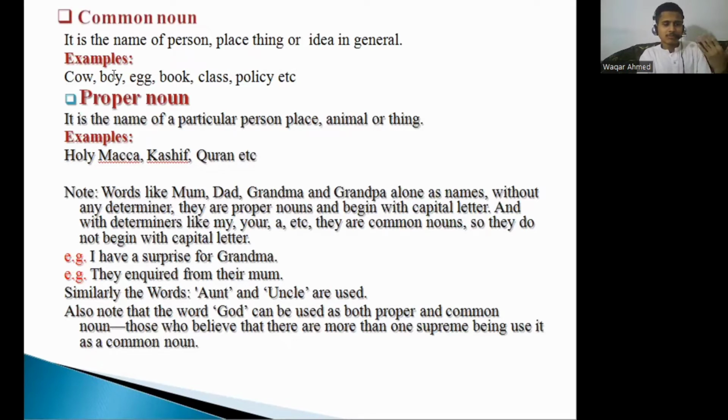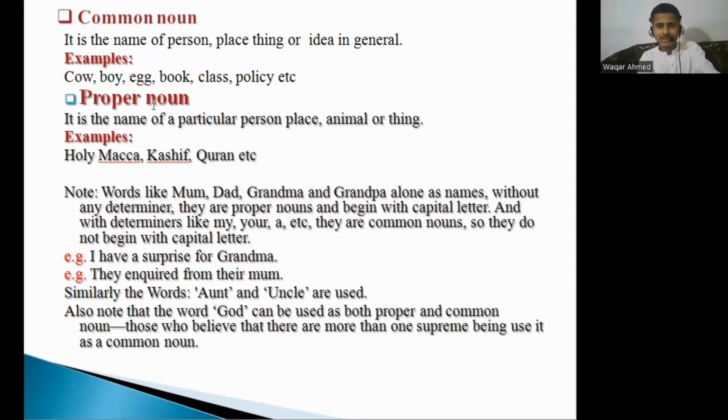And then we have boy. Boy is the name of a male, specifically when he is at a particular age, right? A human, I would say, the title given to a human being, especially to the male gender, and when he is at a specific age, right? And then we have egg. This is something produced or laid by hens. Book, we can have many books, class, policy, etc.